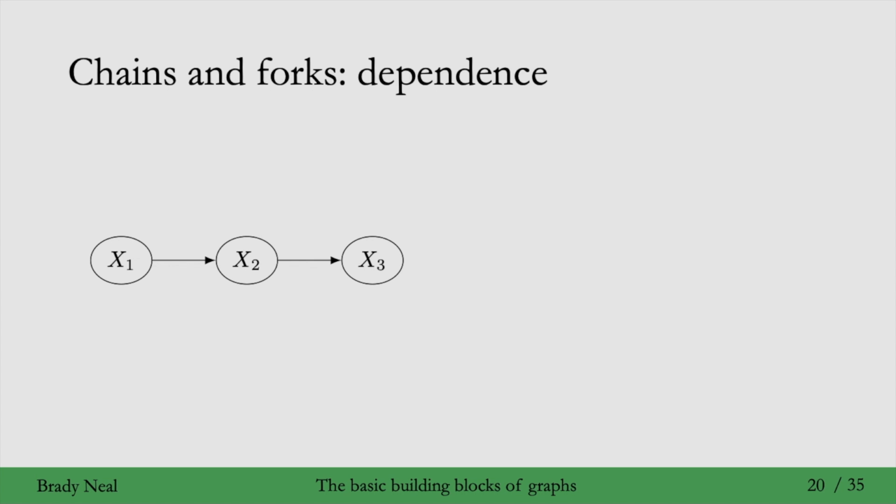x1 and x3 are also dependent, usually, and we'll depict this with this sort of flow of association or flow of information. And it flows from x1 through x2 to x3, or the other way around from x3 through x2 to x1. It's symmetric. And a reminder that when I say association, I just mean statistical dependence.